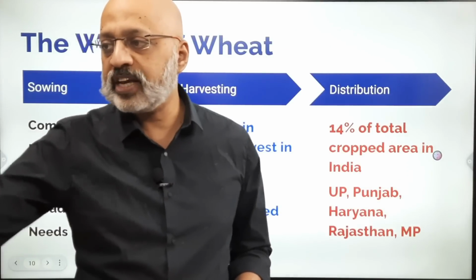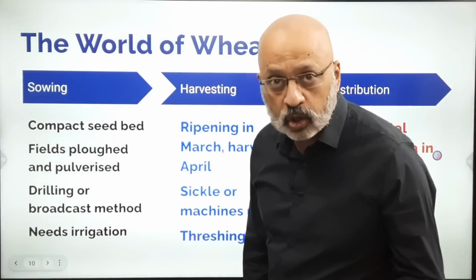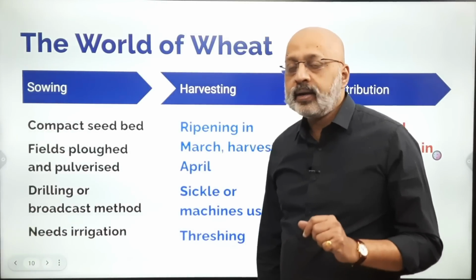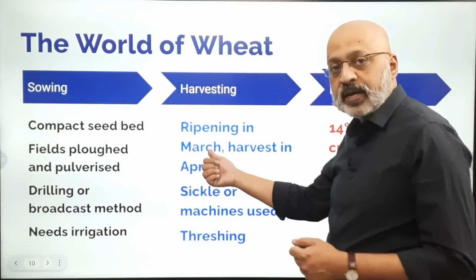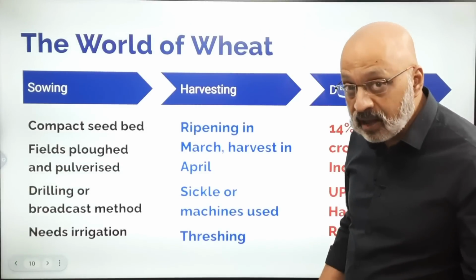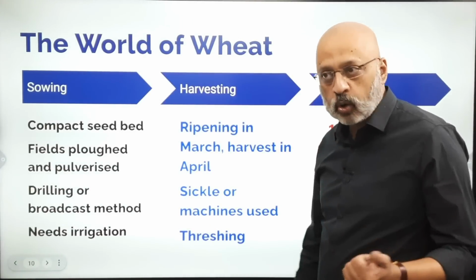The germination of seeds takes place in 3 to 4 days, and low temperature in the growing season, the rabi crop, and it needs irrigation while it is growing. The ripening takes place in March and the harvest takes place in April, right? Again, sickle is used or machines are used quite a lot.